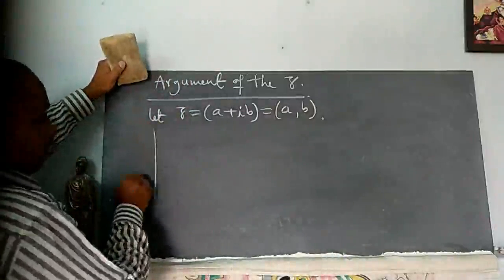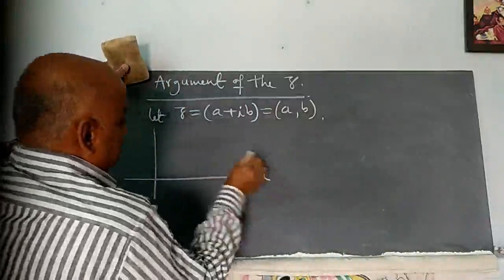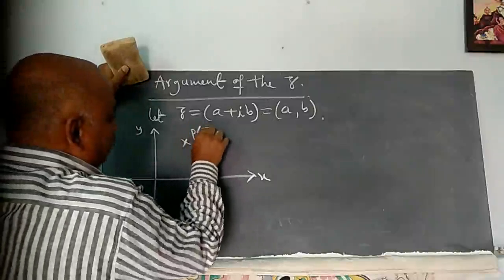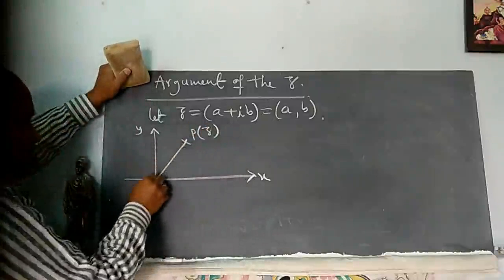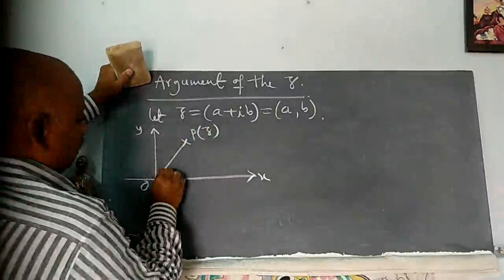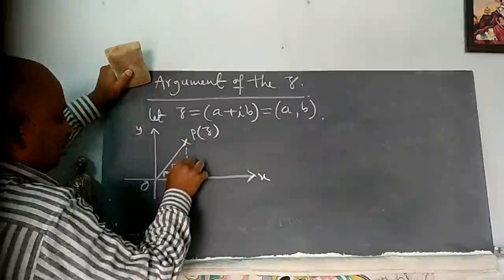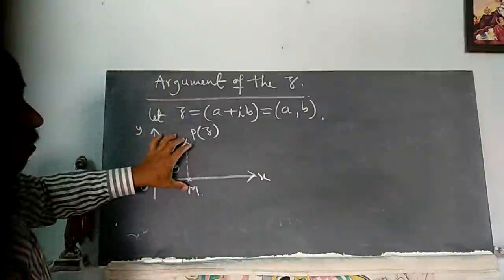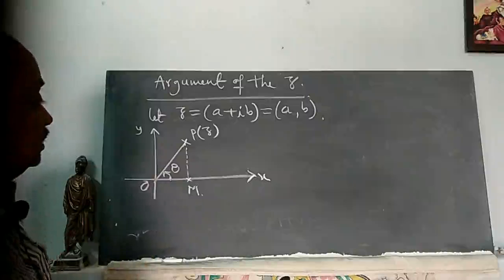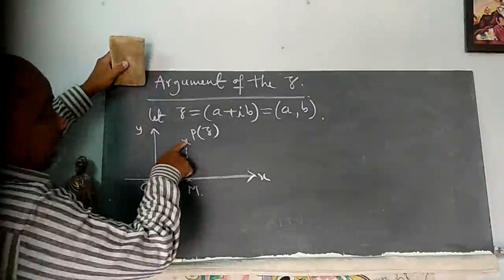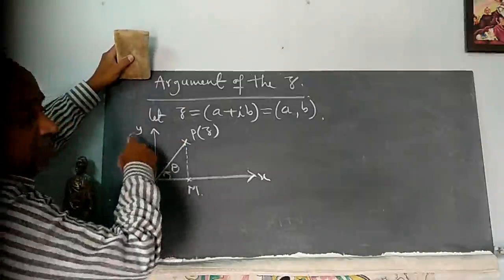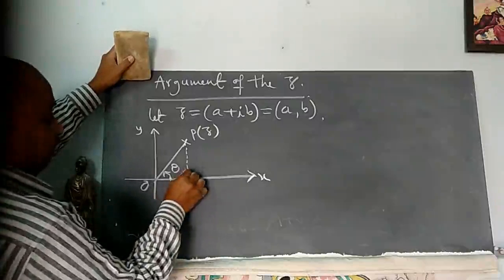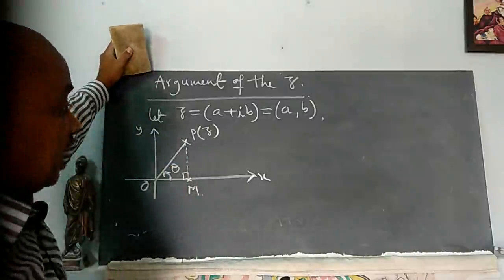So, x-axis, y-axis, P of Z, origin, theta. PM is perpendicular to the x-axis. OP is making an angle theta in the positive direction of x-axis. POM is a right angle triangle.